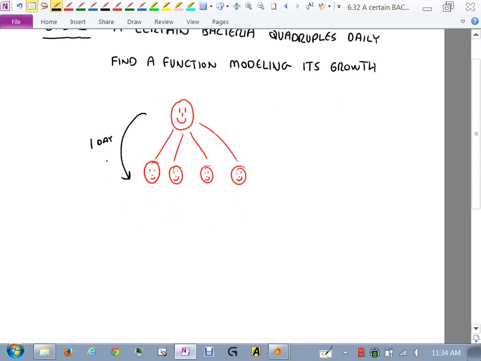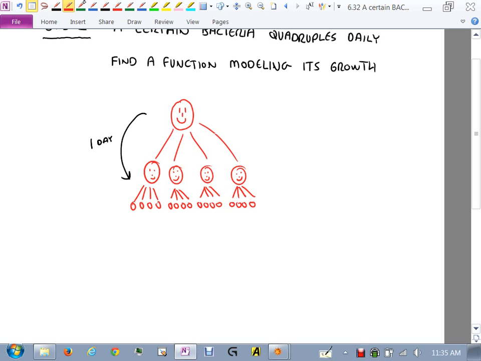1 day after that, what? Each one of those splits into 4. So 1, 2, 3, 4. 1, 2, 3, 4. 1, 2, 3, 4. 1, 2, 3, 4. So now you are starting to get crammed in there, right? Now I have 16. What about a day later? Uh-oh. Okay, you're starting to grow pretty fast, right?